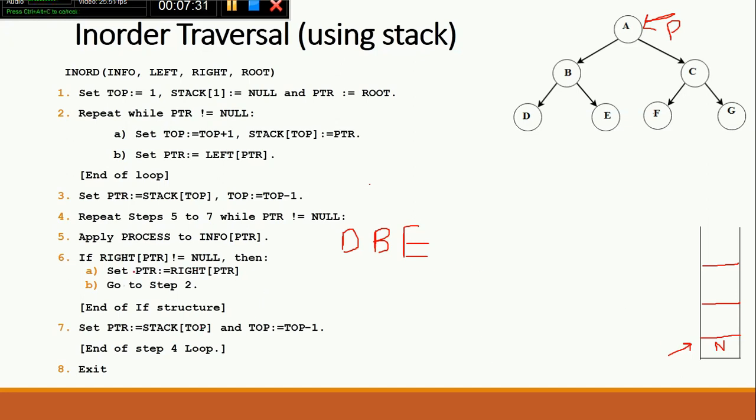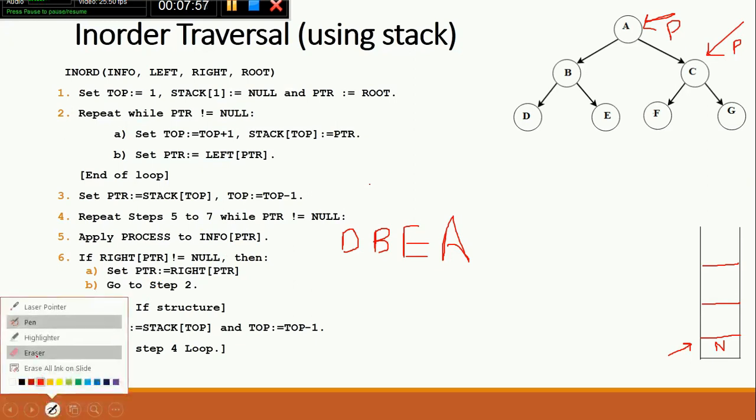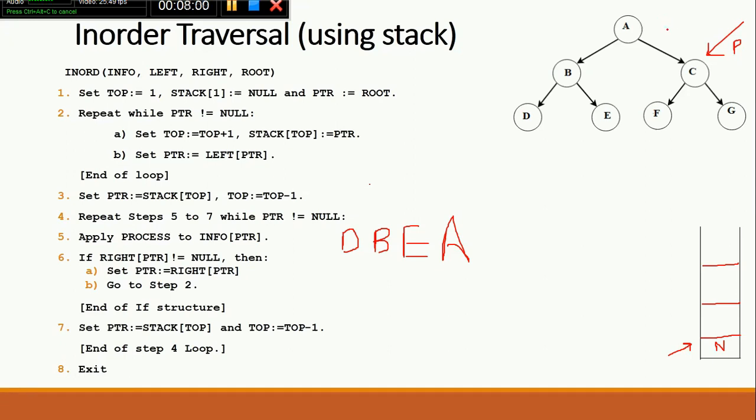Again I will go into the loop. Repeat step 5 to 7 while the PTR is not null. The PTR is not null here. So I have to apply the process. I applied the process, I printed the data. In my case I have a right child. So it says whatever you have in the right child, copy to the PTR. PTR will point to C, and this P will be deleted.